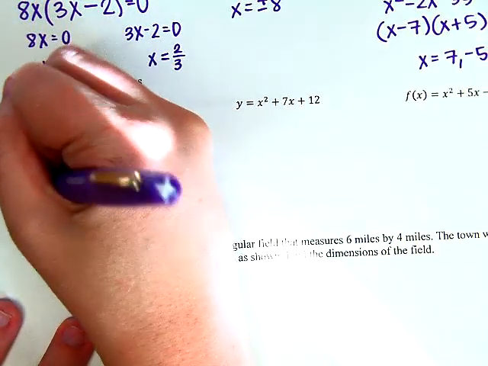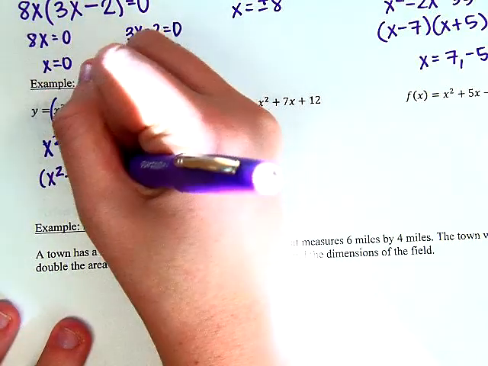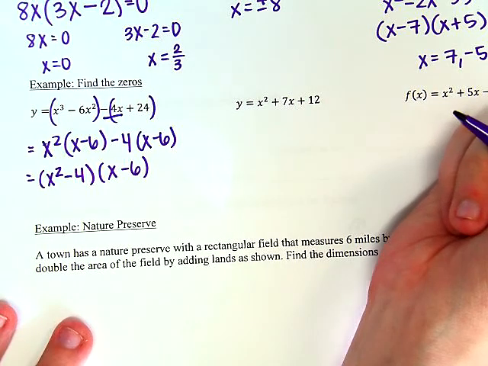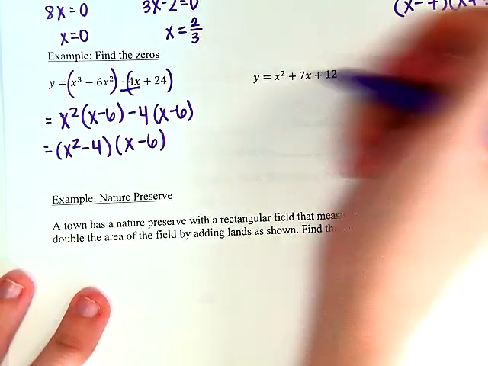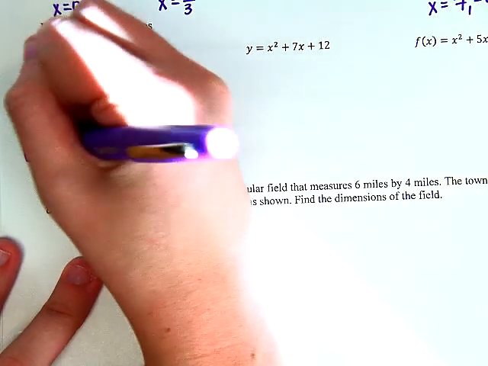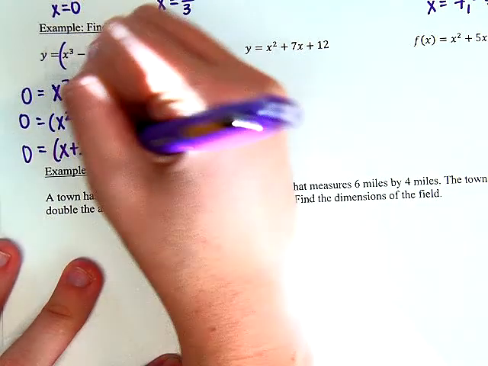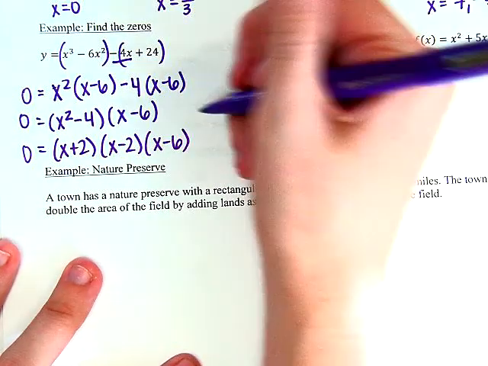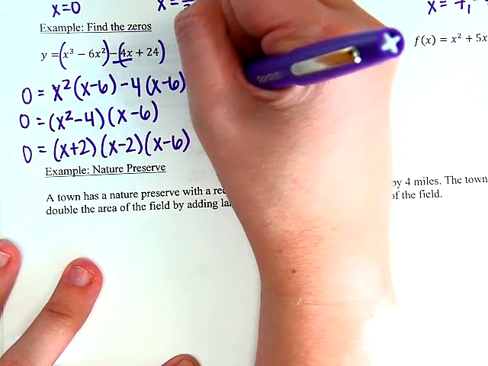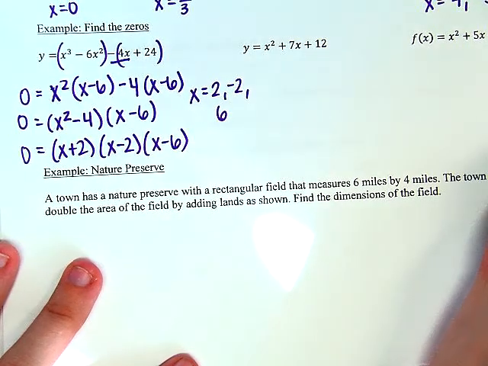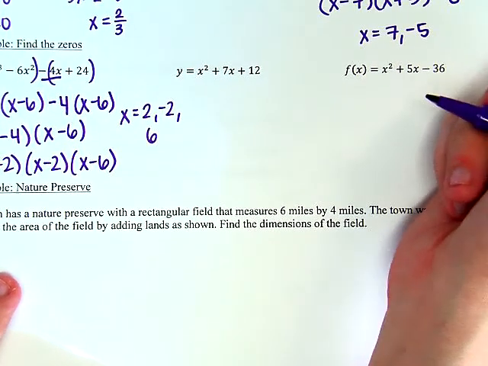So really this is x squared minus 4 and x minus 6. These are equal to 0 because we're trying to solve. And then x squared minus 4, we can go a little further. X plus 2, x minus 2. Still got that x minus 6, so my three answers here are 2, negative 2, and 6. Three solutions because I got x cubed.